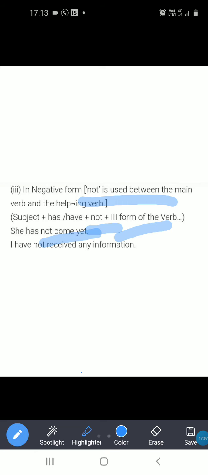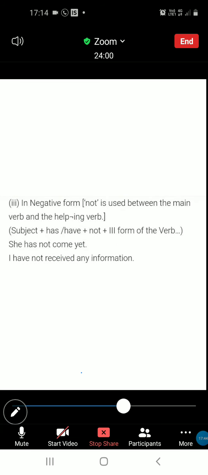She has not come yet. Come is the first form, but is the past participle form of verb also. Come, came, come. I have not received any information. Received, received. We have to keep this in our mind: first form, then past form, then past participle form of verb. When we get in the habit of saying this type, come, came, come, take, took, taken, then we will never forget that, and we will easily make the sentences according to that.